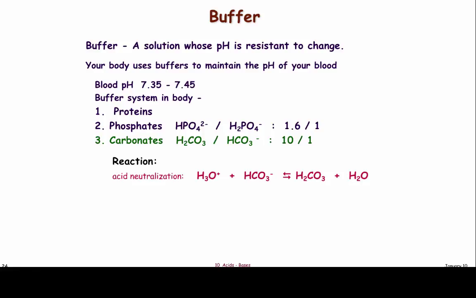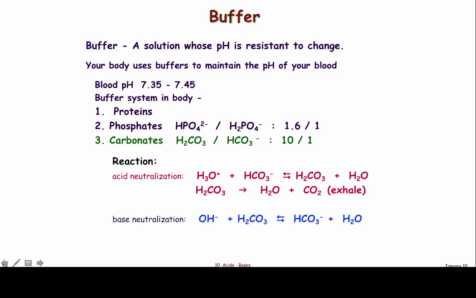The chemistry is this. If you've got excess acid in your body, then the bicarbonate will remove the hydrogen from that acid and form carbonic acid and water. Now you might ask yourself, aren't I just substituting one acid for another? Yes, you are, but H3O+ is a strong acid, and H2CO3 is a weak acid, and your body can eliminate H2CO3 by just breathing it out. It breaks down to water and carbon dioxide.